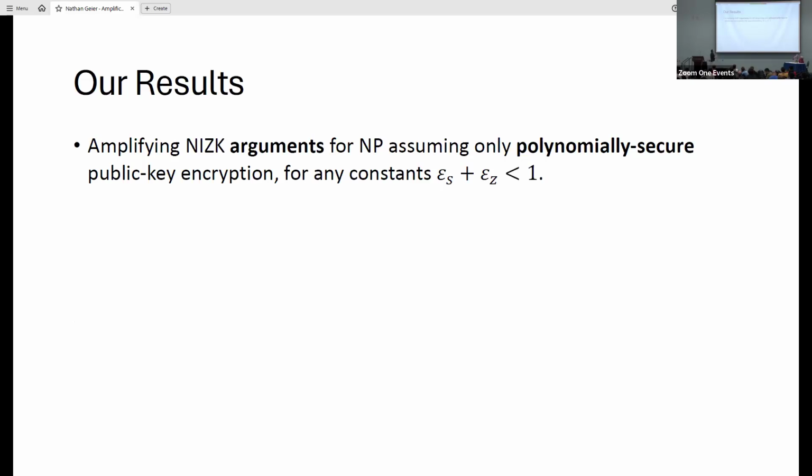Now, for our results, we show that you can amplify NIZK arguments for NP assuming only polynomially secure public-key encryption, and you can do that also for any constants with a sum smaller than 1.